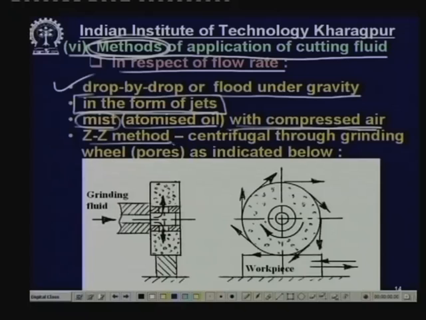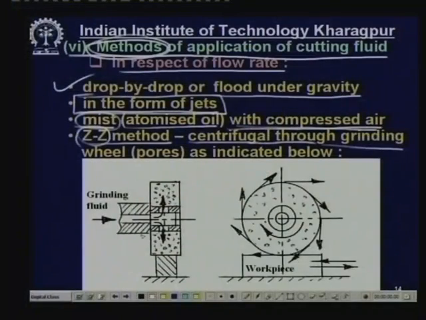Now, there is another method called jet method. This is basically a centrifugal process through the grinding wheel or pores. Now, this shows this jet method. Actually, this later jet comes from the abbreviation of the name of the inventor of this method, a German method, where scientists have developed this method. So, this is called jet cooling.